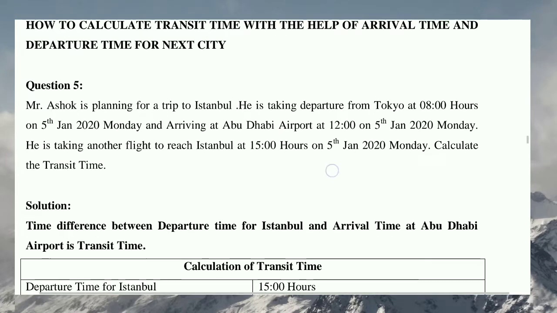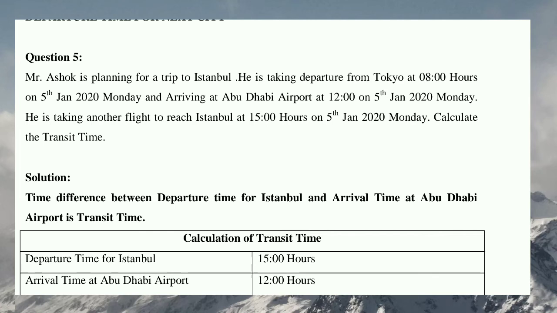Here you can see in question number 5, a person named Mr. Ashok is planning a trip to Istanbul. He is taking departure from Tokyo airport at 8 hours on 5th January 2020, Monday, and he is arriving at Abu Dhabi airport at 12 hours on 5th January 2020, Monday. He is taking another flight to reach Istanbul at 15 hours on 5th January 2020. We have to calculate the transit time.